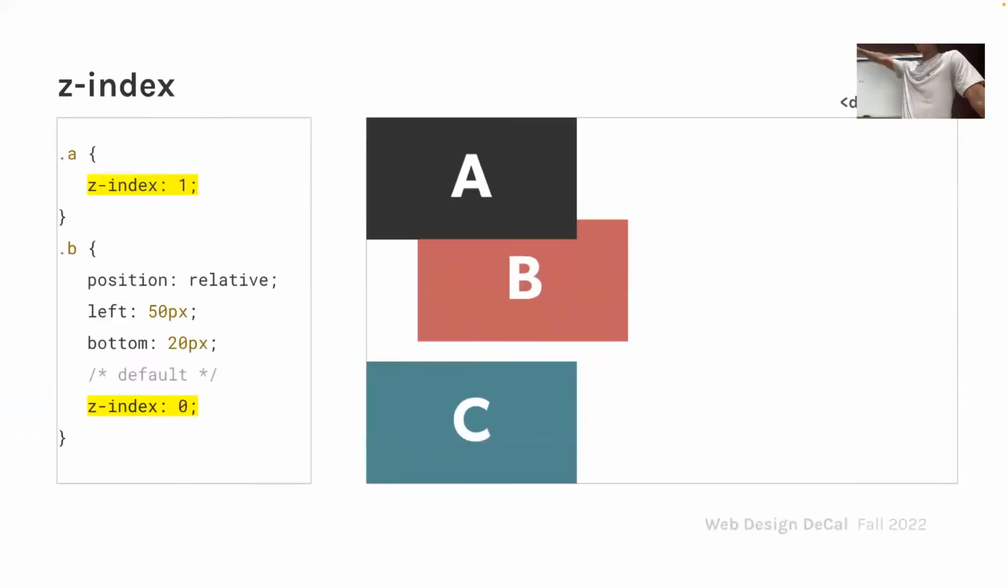Like Z index 2 here? Since 2 is greater than 0, A will still be above. It's all about whether one index is greater than the other. You could put Z index 1000, and it'll have the same effect as the first one.